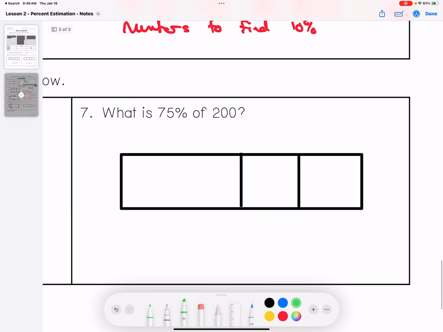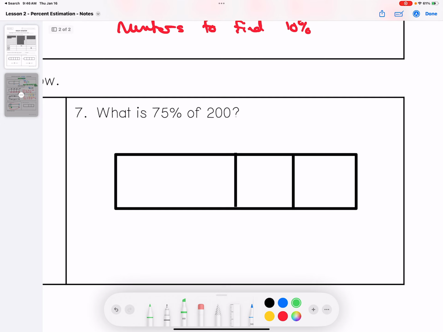All right, last one of the day, number 7. What is 75% of 200? Again, we're going to try to do this mentally with this bar here. We know that the total is 200. That's 100%. Well, it gave us some bars. What is in the middle? It's split right in the middle. What percentage is that? 50.